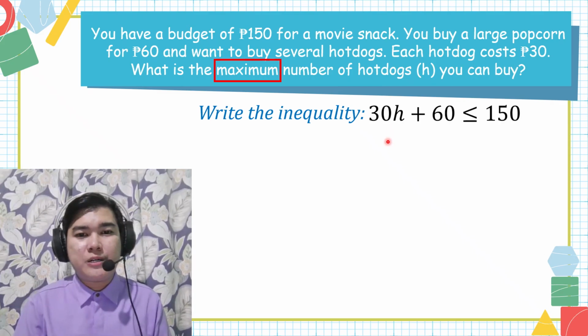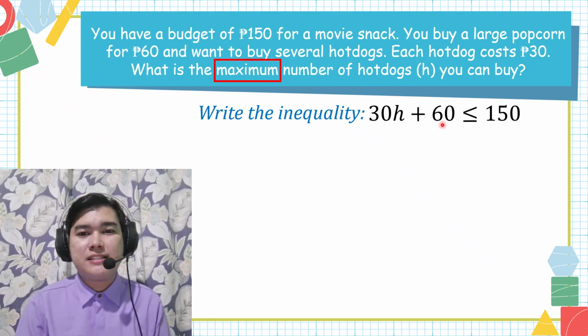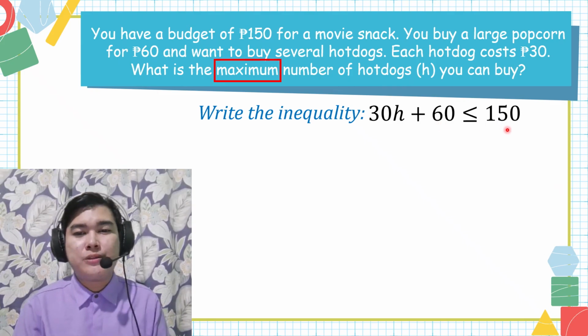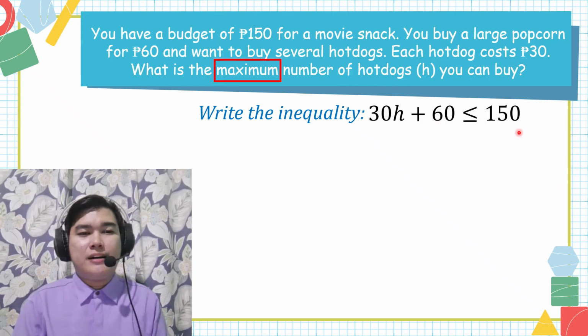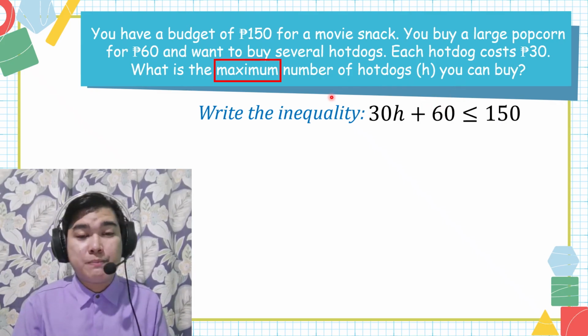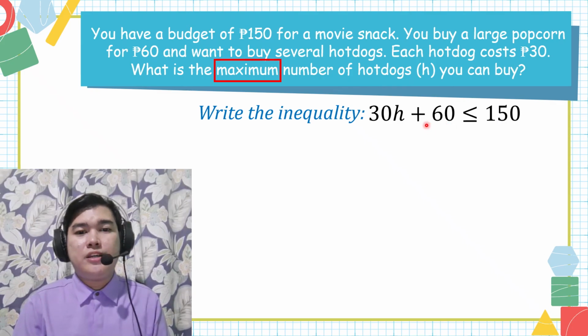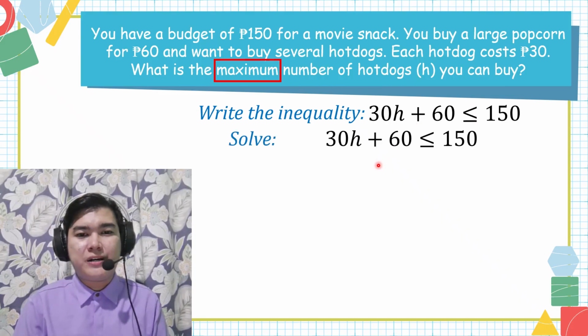So our inequality will be 30h plus 60 is less than or equal to 150. The 60 pesos here represents the large popcorn. That is the amount of the large popcorn. And then you will look for the maximum number of hot dogs that you can buy. So let us solve this inequality.